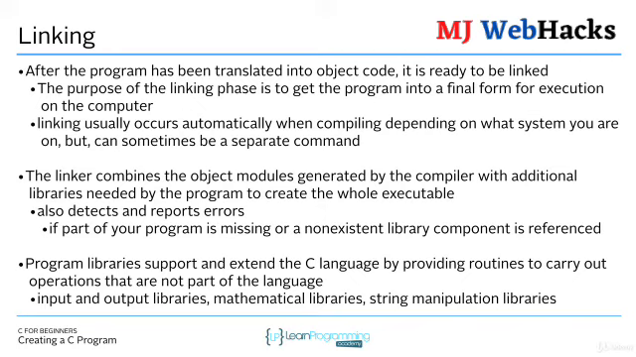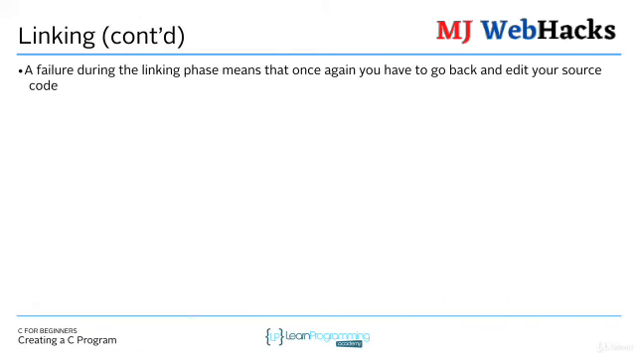This happens as part of the linking phase. So a failure during the linking phase means that once again you have to go back and edit your source code to make sure that you can find that object file. A lot of the failures usually mean that you just need to include a file or something like that. This will become second nature as well.